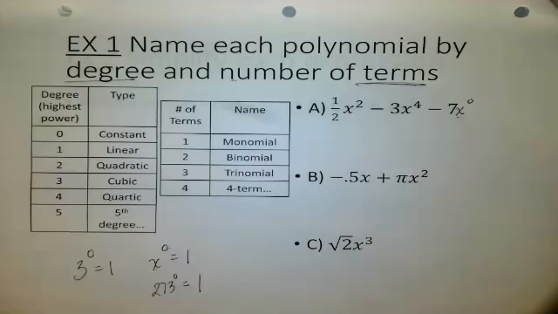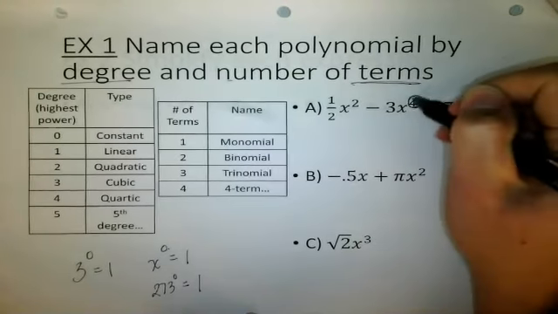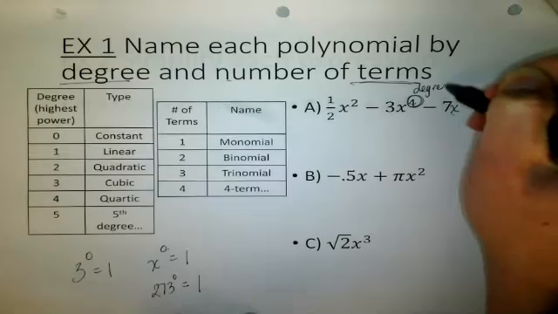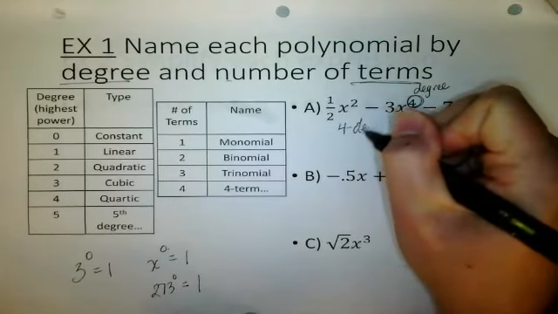All right. What's the highest power of x? Wasn't a trick question. What's the highest power? 4. Yeah, they're right there. The highest power is 4. That is the degree. That is the most important. And so we say this is a 4th degree.